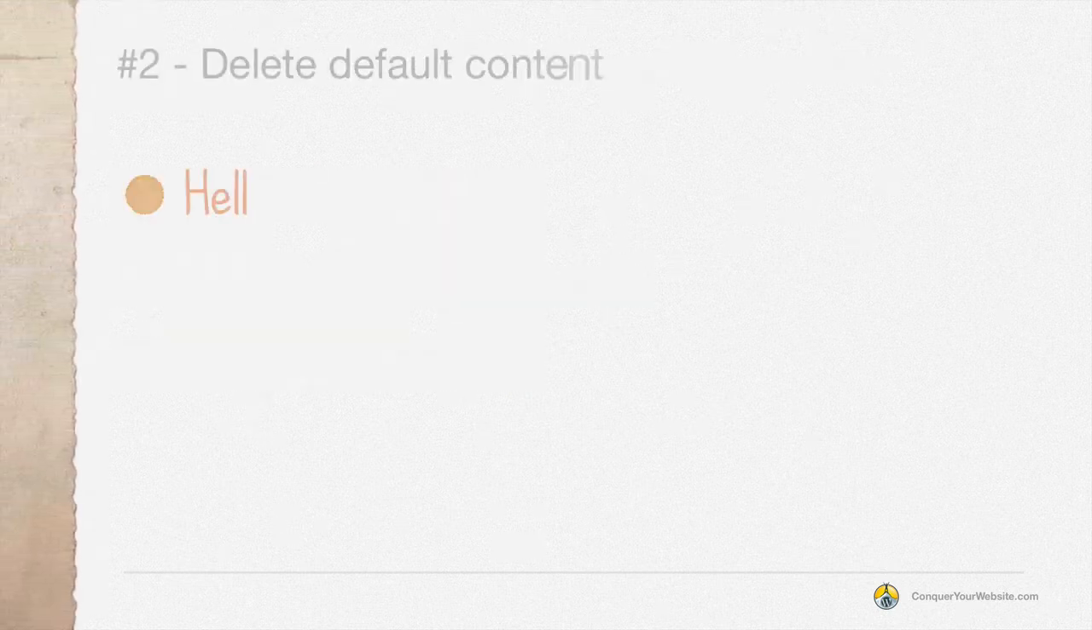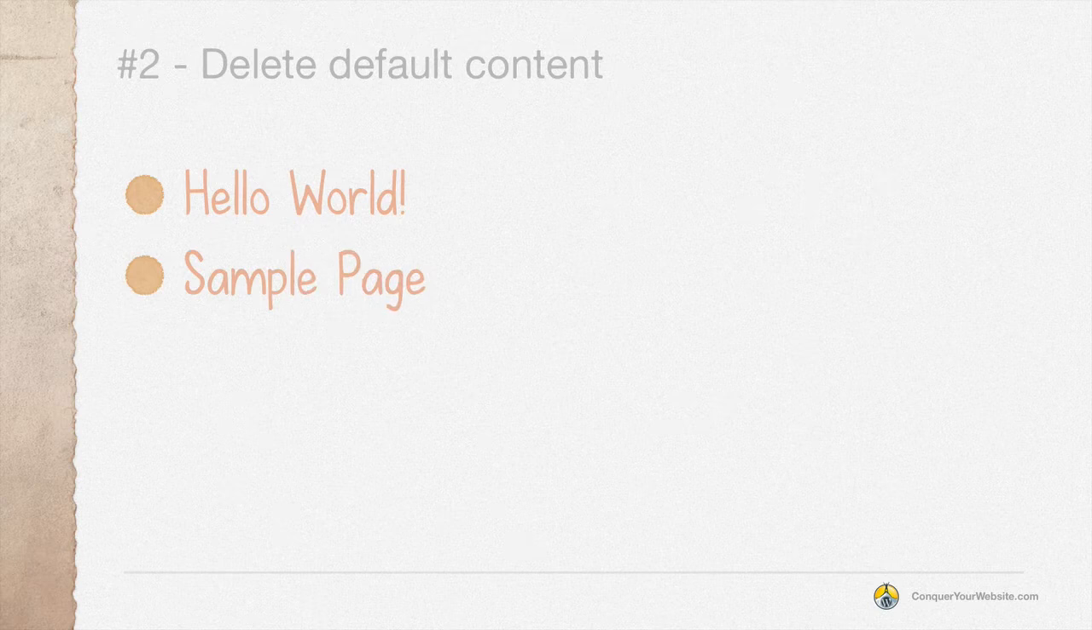The next thing we want to do is delete the default content. When WordPress comes out of the box, it gives you a little bit of information. It gives you a Hello World post, which is the very first post that's out there. It gives you a sample page just so you can see some text, and it helps you when you first install. There's at least something to look at.